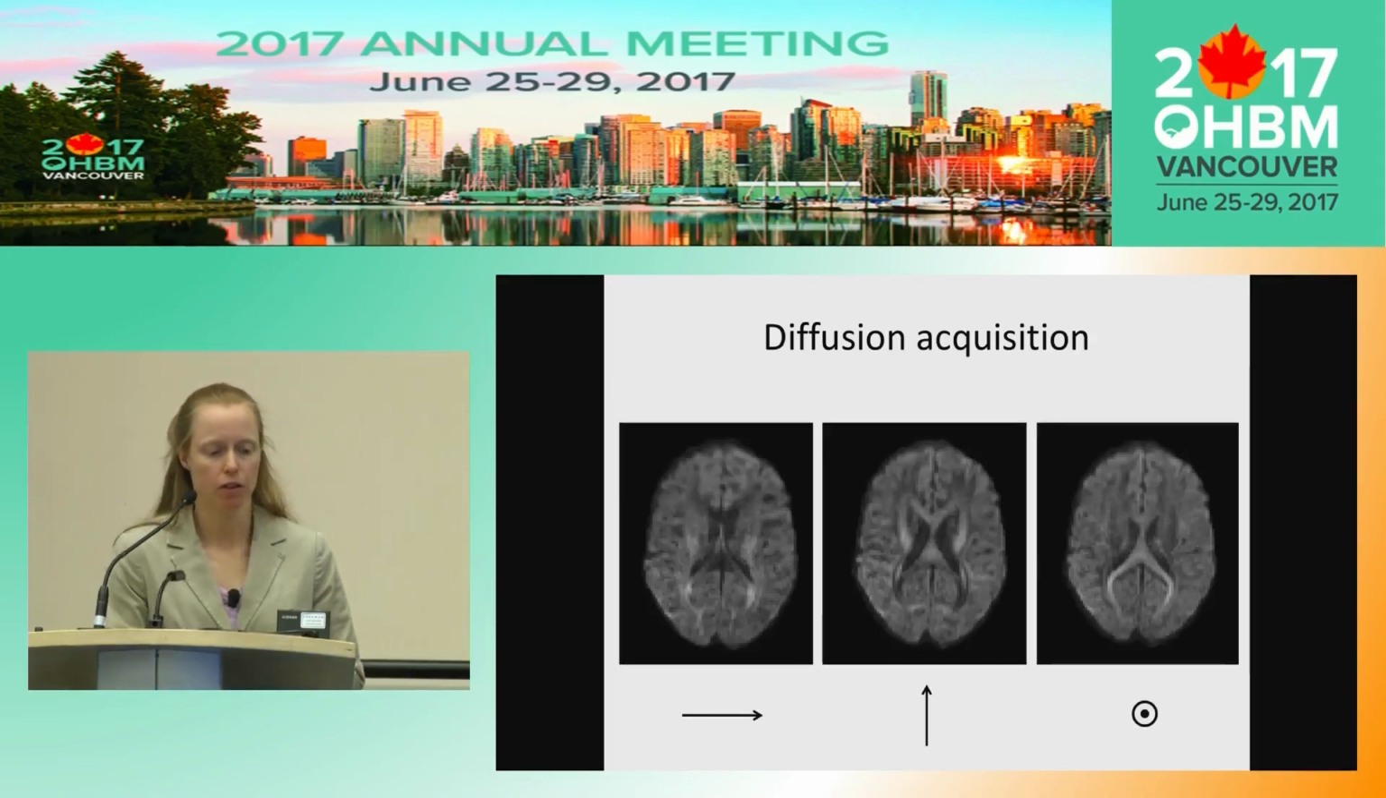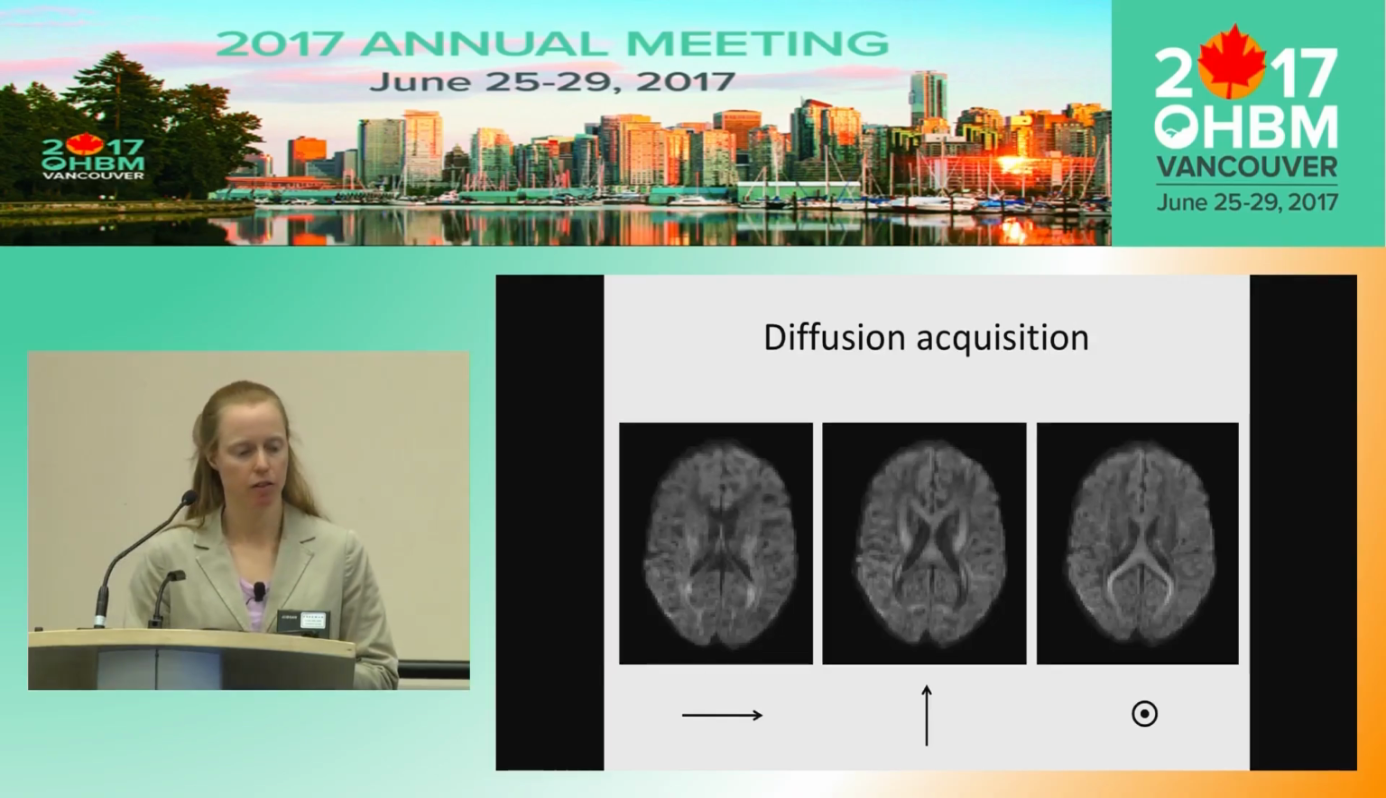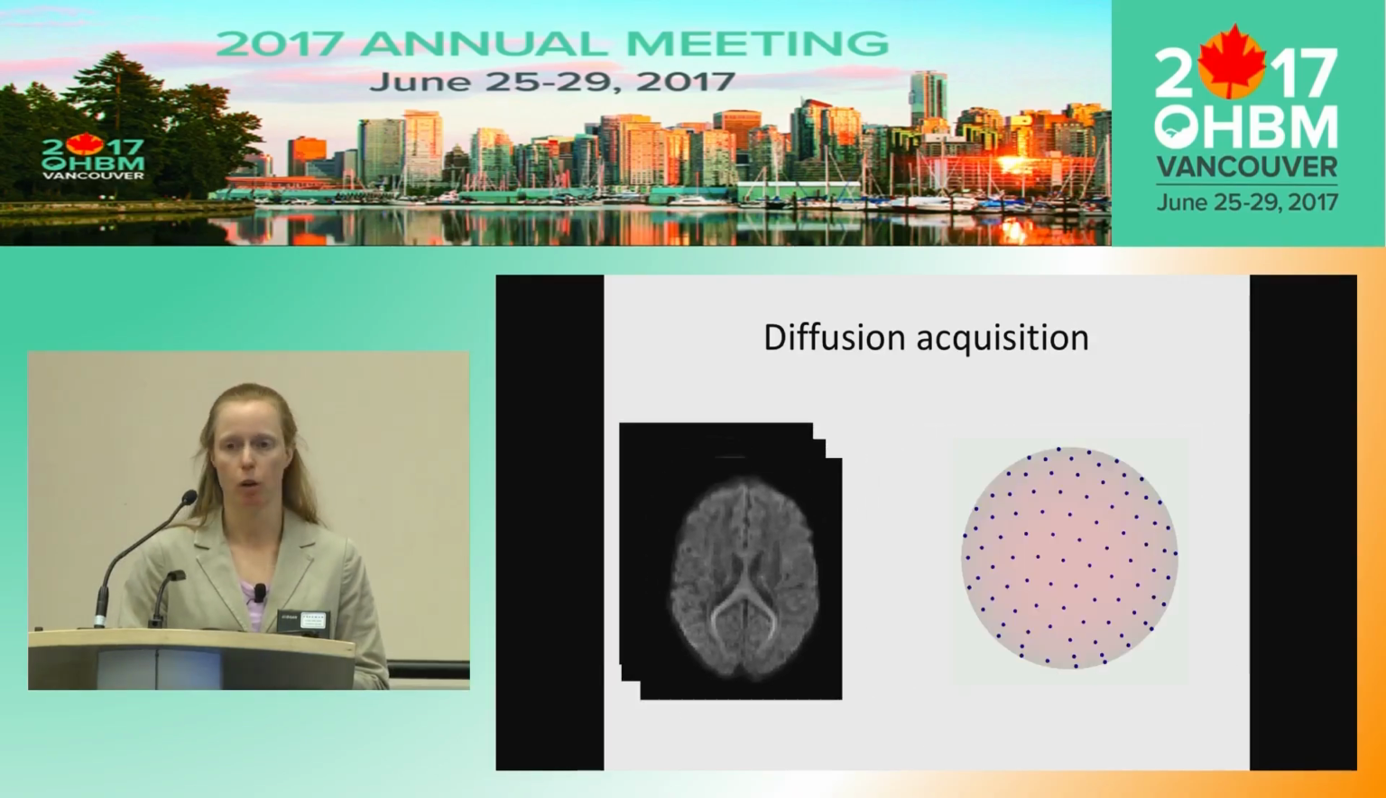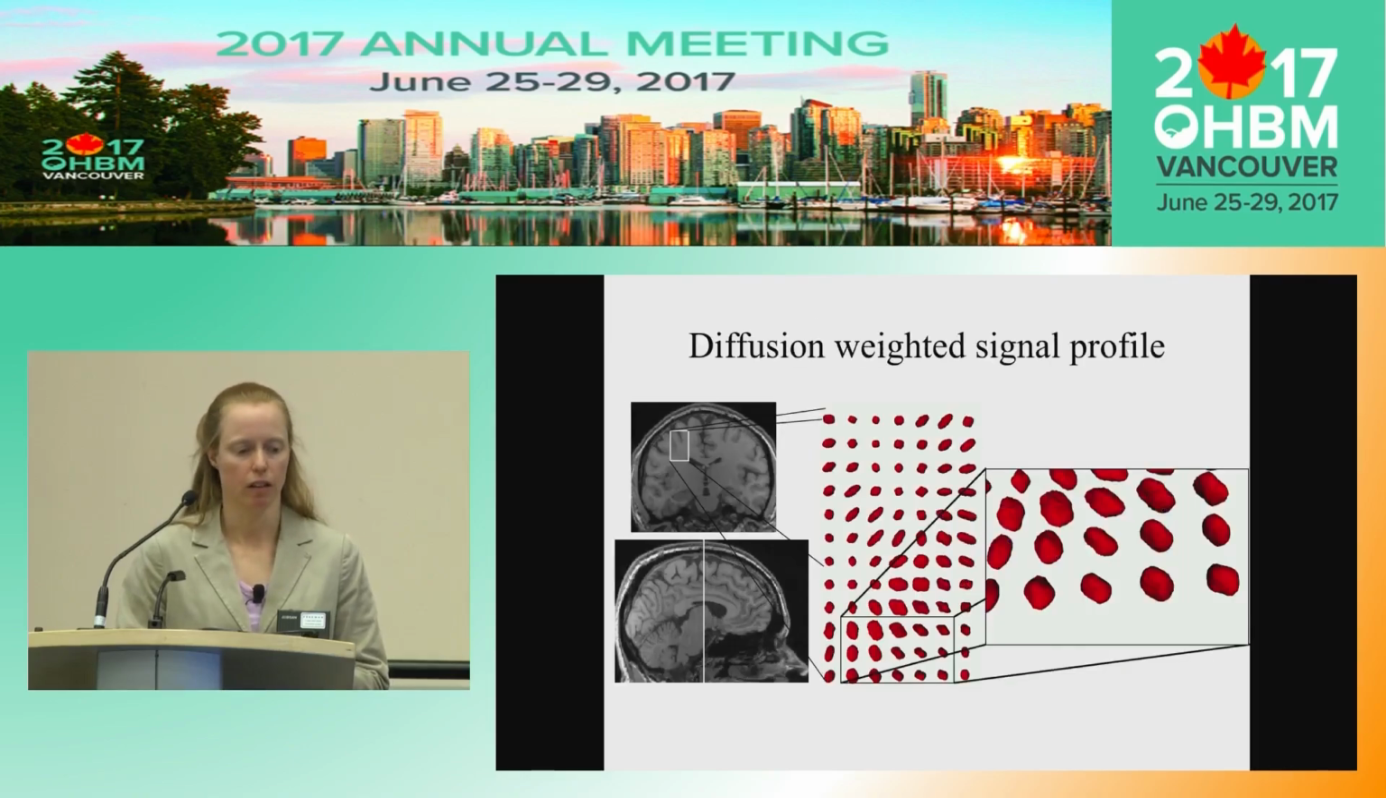So here are our diffusion-weighted images. In a diffusion acquisition, we would generally acquire a whole bunch of these. And here I'm just illustrating the gradient encoding directions spaced out isotropically on a hemisphere. And from these many diffusion-weighted images, we could construct, at each voxel, a diffusion-weighted signal profile.